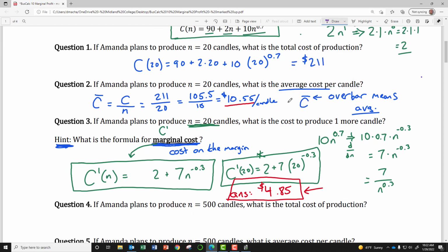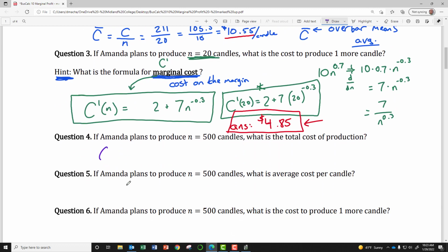Switch to purple. Just like question 1, in question 4 we're just going to plug 500 into our cost function. And just like in question 2, for question 5, when we ask about the average cost, my average cost is just the cost divided by the number of candles produced. So this time I'm going to be dividing the cost by 500 candles. And then in question 6, just like in question 3, I'm going to use my marginal cost to figure out how much it costs to produce one more candle, and I'll be evaluating that marginal cost function at 500.